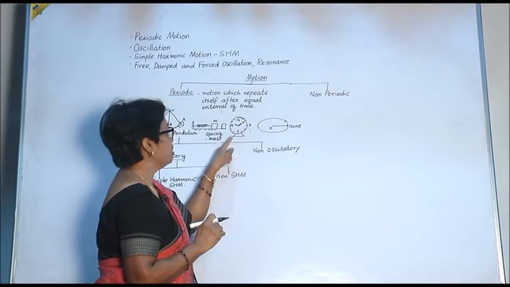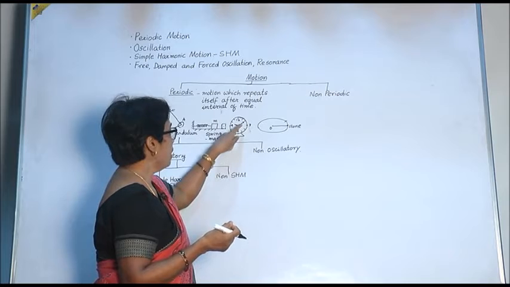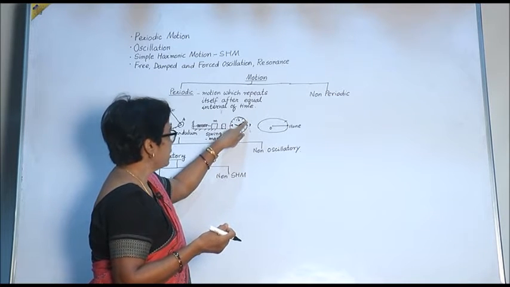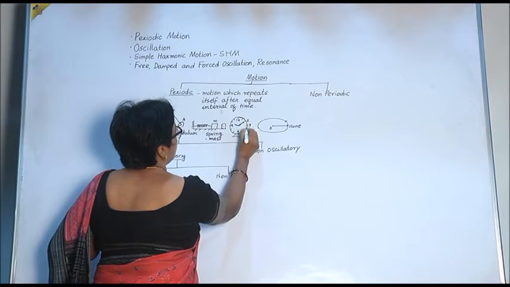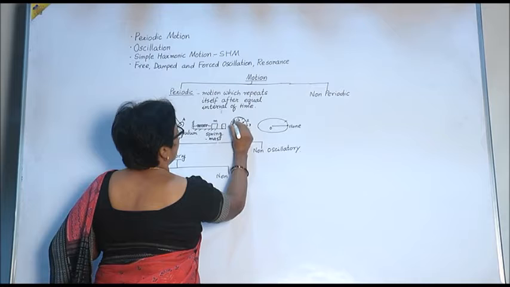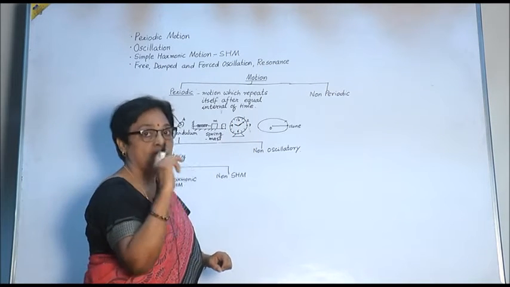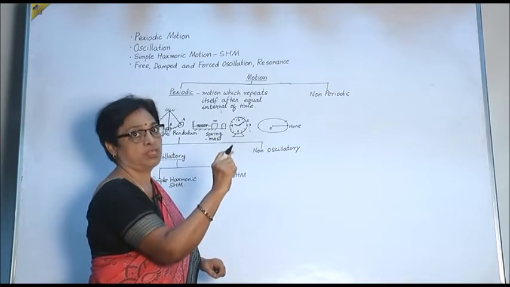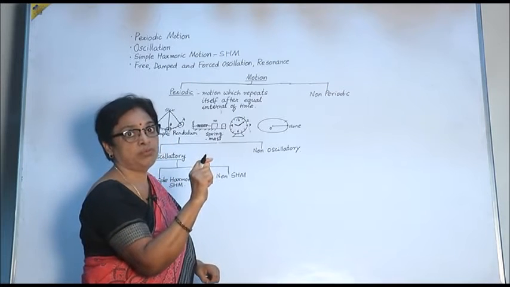Similarly, take the case of a clock. Let us take the case of the minute hand. The minute hand rotates from 1, 2, 3, 4, 5, 6, 7, 8, 9 and 12, 1 and then comes back to 2. After 1 hour, it comes back to the same position, and again it repeats, and every time it takes 1 hour to complete one full circle.